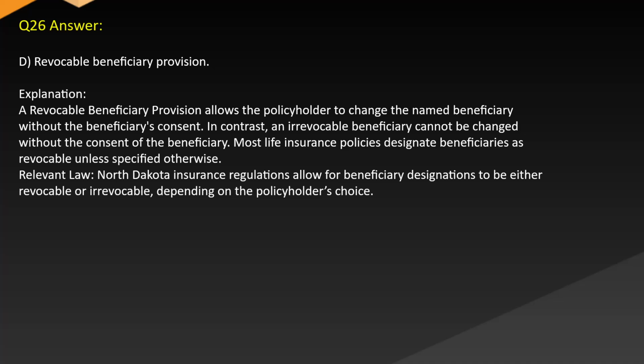Answer: D. Revocable beneficiary provision. Explanation: a revocable beneficiary provision allows the policyholder to change the named beneficiary without the beneficiary's consent. In contrast, an irrevocable beneficiary cannot be changed without the consent of the beneficiary. Most life insurance policies designate beneficiaries as revocable unless specified otherwise. Relevant law: North Dakota insurance regulations allow for beneficiary designations to be either revocable or irrevocable depending on the policyholder's choice.